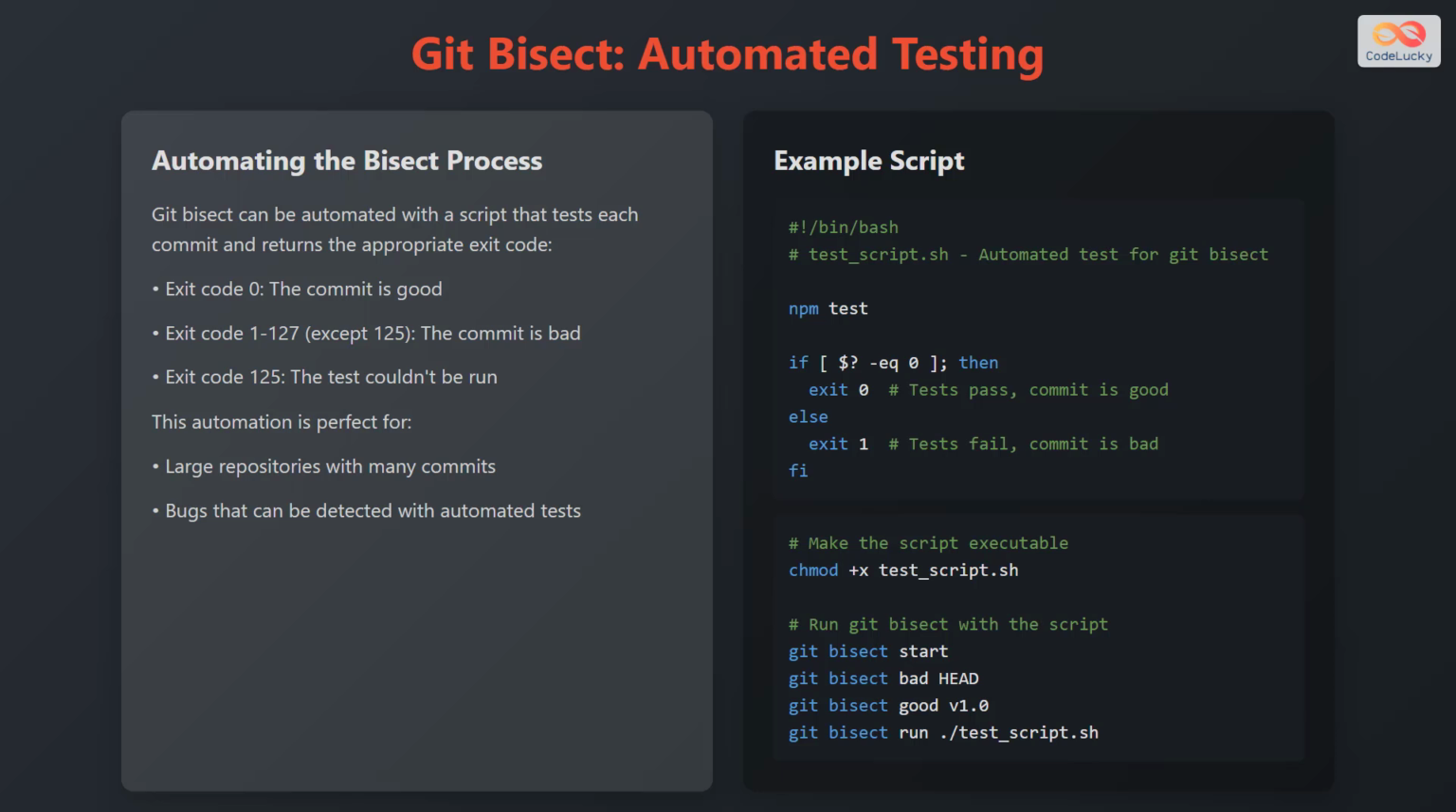Here is an example script to show how automated testing can be done. To make the script executable, use the command chmod +x test_script.sh. Run git bisect with the script by first stating git bisect start, then git bisect bad HEAD, then git bisect good v1.0, and then git bisect run ./test_script.sh.